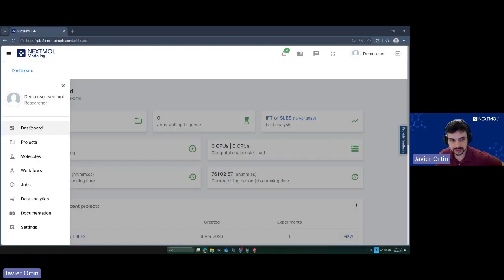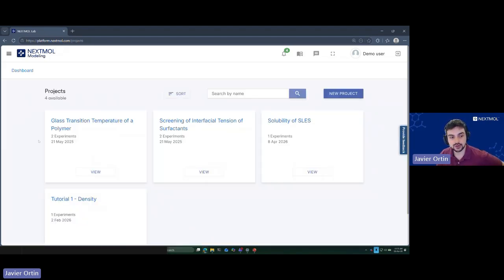So we are going to skip this dashboard because we have already seen it, and instead we are going to jump onto the Projects tab. Here you will find the different projects in your account, and this can be thought of like a folder system in which you can make folders for different projects that you may have. In this case, we are going to jump onto the screening of interfacial tension of surfactants. This is the first part of the talk that we just saw.